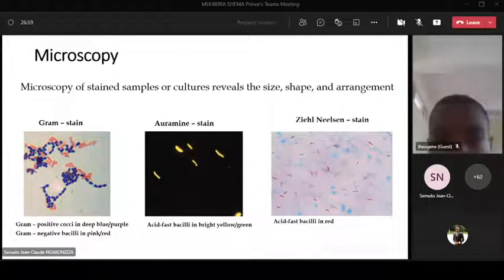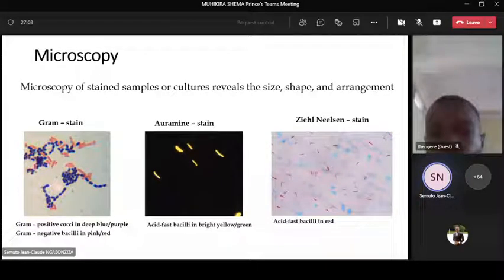You can also use auramine stain, mostly on mycobacterium. We use auramine and we differentiate the bright yellow organisms, which are acid fast. You will learn why they are acid fast and how this works to have this kind of stain while the background is dark. So it's typical for mycobacteria to find the bacilli like this, which are acid fast. And by staining, you can already have an idea that it is Mycobacterium tuberculosis.